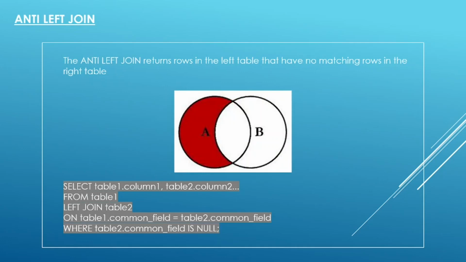How your anti-left join would work is you will have only NAs as the output. So you do a VLOOKUP from table 1 to table 2, you delete all the non-NAs, and whatever you're left with is exclusive only to the left table, or the first table. That is basically your anti-left join. Now let's take a look at this in practice.